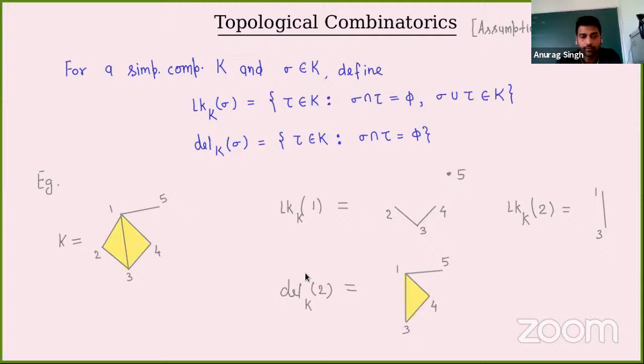And the deletion of 2 is you remove all the faces which contain 2. When you remove everything which contains 2, you are left with just 1, 3, 4 and 1, 5, which is this complex. So I think this is clear, because links and deletions are very important for this talk.